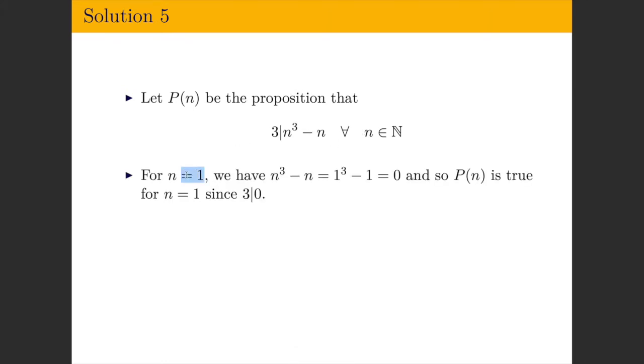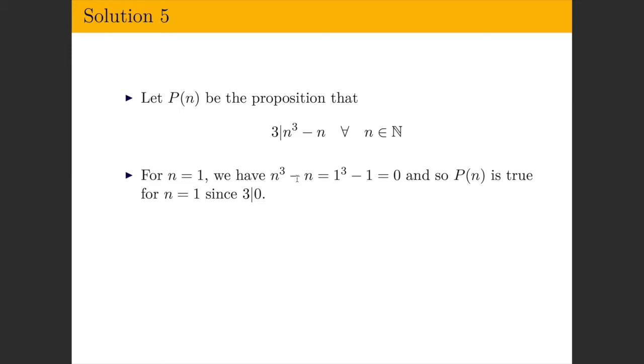So the basis case is, let's have a look at n equals 1. For n equals 1, n cubed minus n is 1 cubed minus 1, which equals 0. And so P(n) is true for n equals 1. Now why is P(n) true? Well, 3 technically divides 0. 3 goes into 0 zero times, and therefore we say 3 divides 0. So we have shown, at least for the case where n equals 1, that P(n) is true.